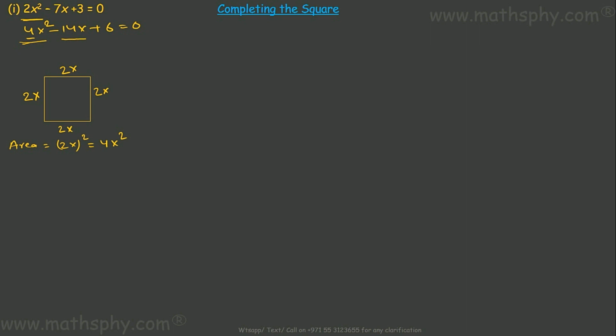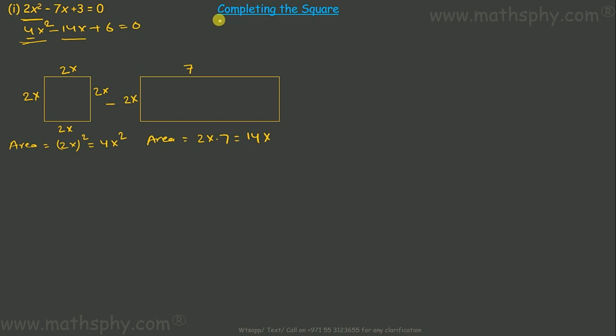Next term is negative 14x. Negative 14x will not give me a square. So let's draw a rectangle for this, like this. This is negative here. We can take this side as 2x and this side is 7. So the area here would be 2x into 7, 14x. Okay.